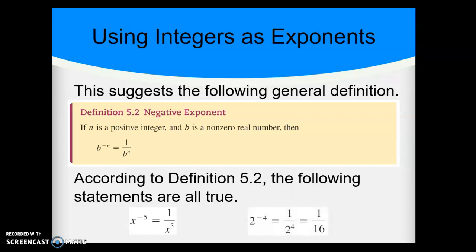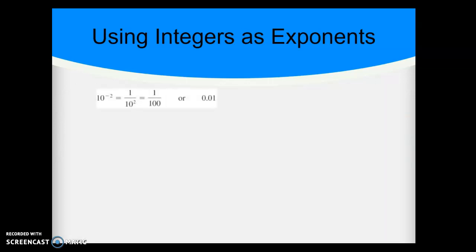You can do it with numbers as well. To make that -4 exponent a +4 exponent, you flip the base of 2. The reciprocal of 2 is 1/2. So that becomes 1/2 to the +4 power, which is 1 over 2 times 2 times 2 times 2, which is 1/16. Or 10 to the -2, that becomes 1 over 10 to the +2. And 10 squared is 100, so 1 over 100 is the same as 0.01.